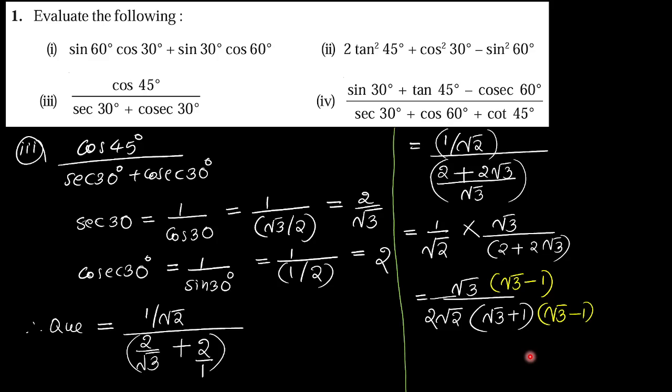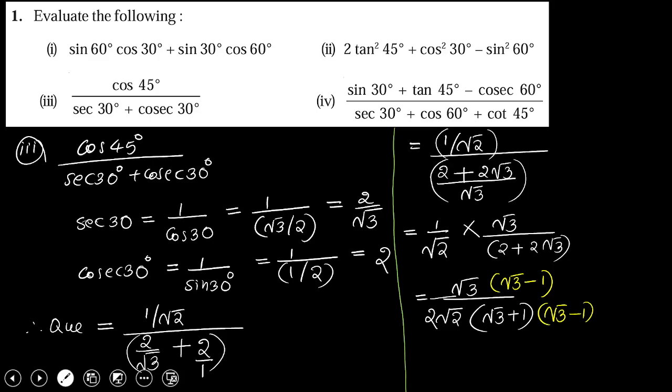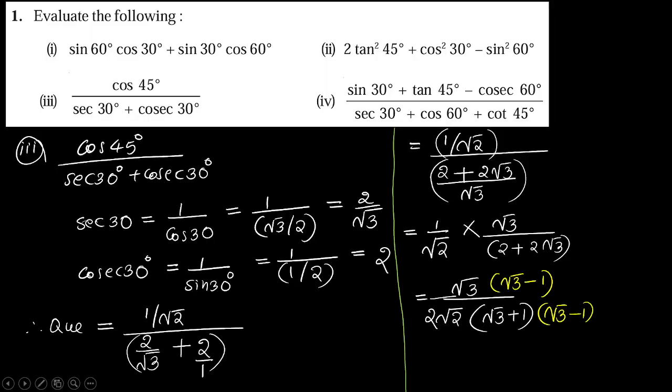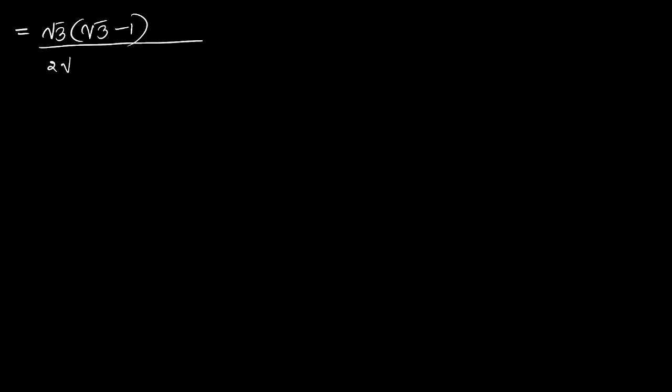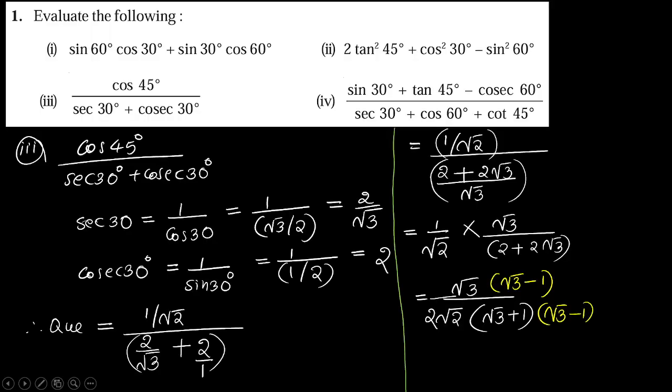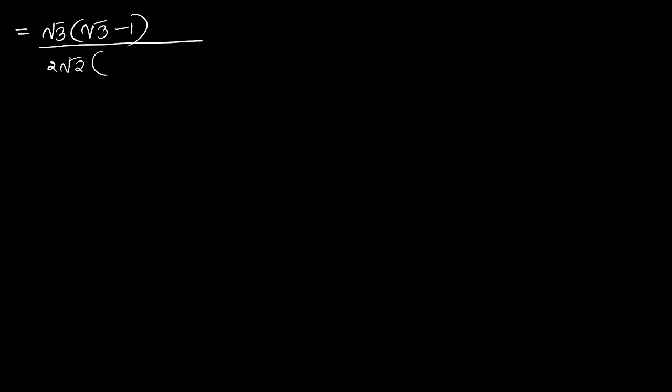Let me write the remaining steps on the next page, as there is no space. What is that? Root 3 into root 3 minus 1. Let me write it again, okay? Root 3 into root 3 minus 1. Let me copy it. Denominator 2 root 2 into, right? Root 3 plus 1 into root 3 minus 1.